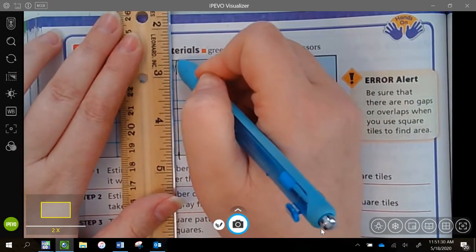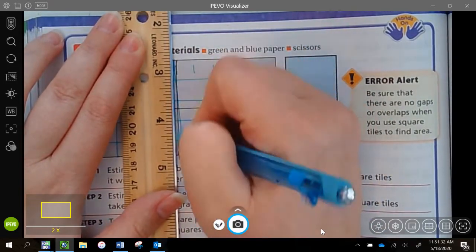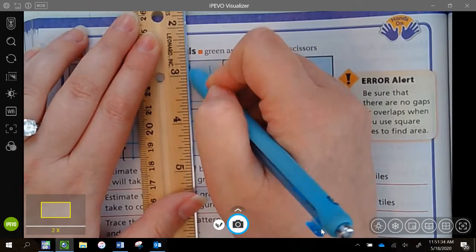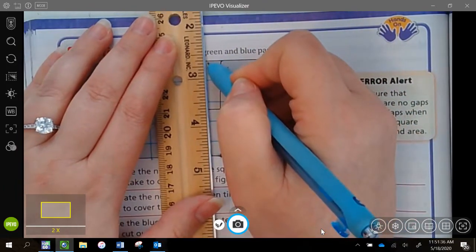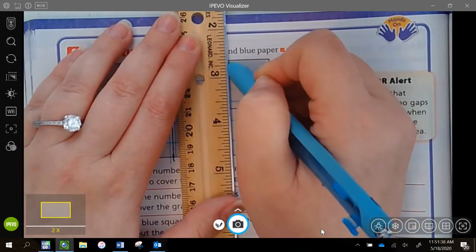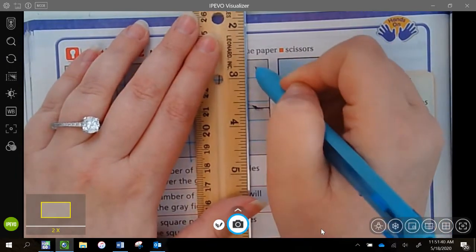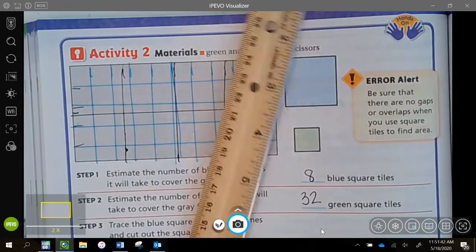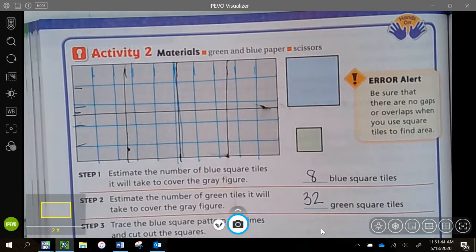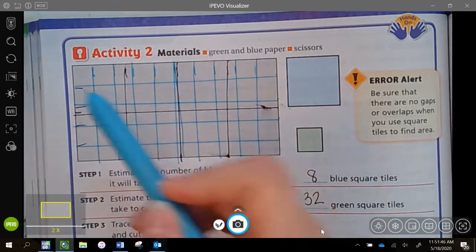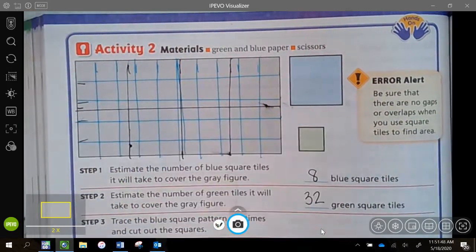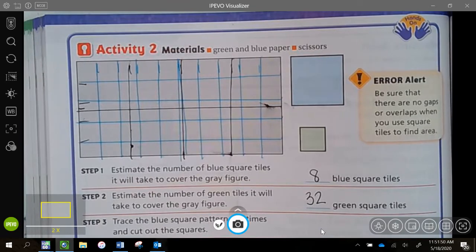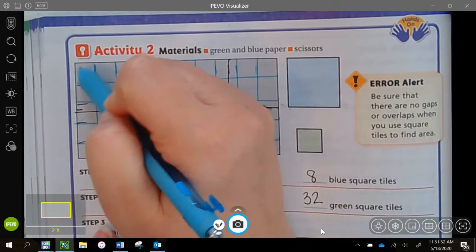So who knows what 4 times 10 is? We know that that is 40. So we should have 40 of the blue boxes here. Okay. 1, 2, 3. Oh, actually, it's by 5. I was incorrect. I'm sorry. I'm going to shade so you can see it better.